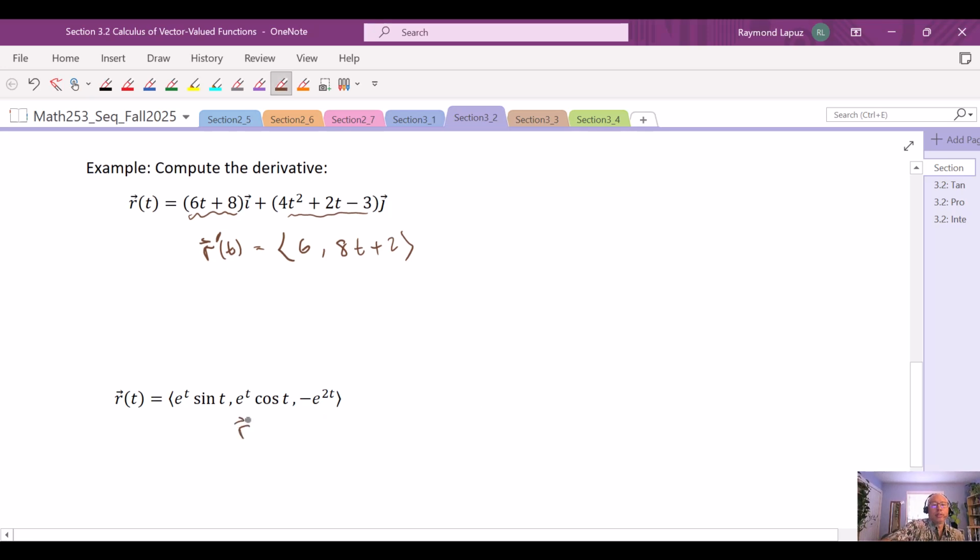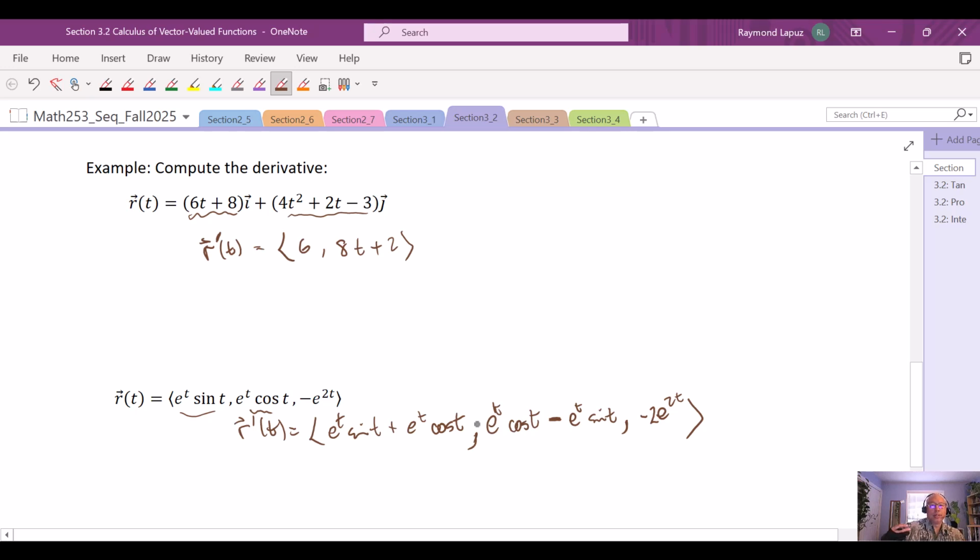Okay, let's just do one more example for good measure. To find the derivative of this, r prime of t is going to equal, now the derivative of the first component is going to be a product rule. So it's the derivative of the first times the second plus the first times the derivative of the second. So that's the derivative of the first component. And then now we have the derivative of the second component. So again, it's a product rule: derivative of the first times the second plus the first times the derivative of the second, and the derivative of cosine is negative sine. So I'll put a negative sign in front of all that. And then finally we have a negative e to the 2t times 2, and that is the derivative of that last component. So here are your three components that make up your derivative vector, and that's it.